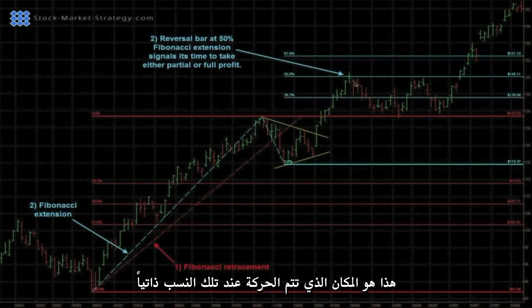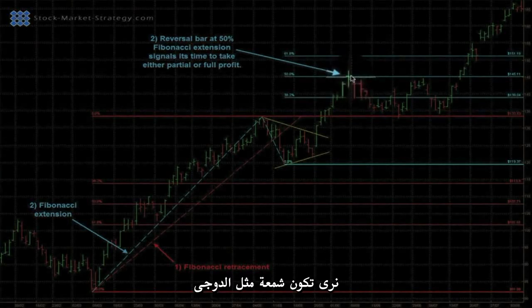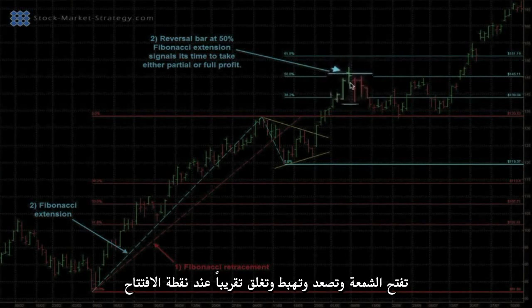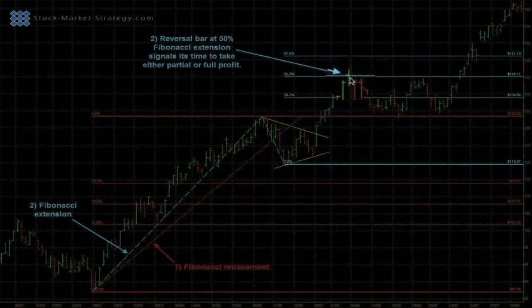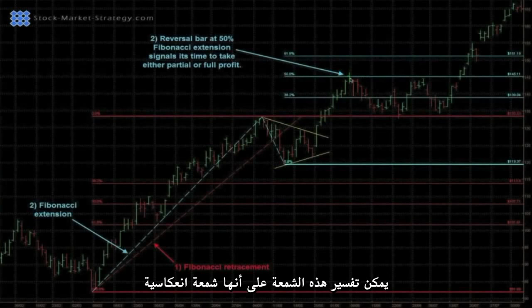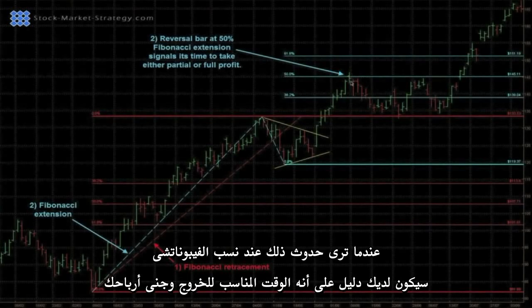And this is where the self-fulfilling prophecy comes in. We see this bar forming and it almost looks like a doji. It opens, pushes up, pushes down, pushes up, and closes almost unchanged. These bars can be interpreted as a reversal bar. So when you see that happening at your extensions, you've got more evidence saying that it might be a good time to book your profit here, or take partial profit.